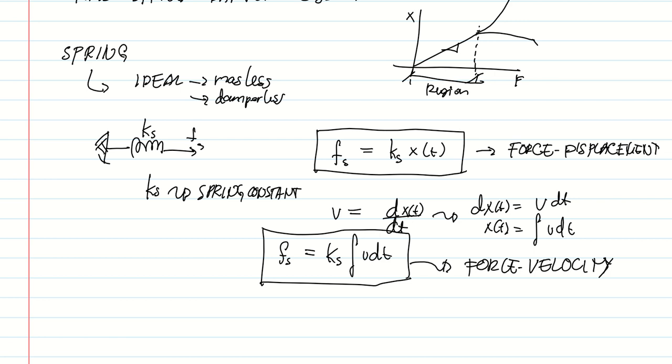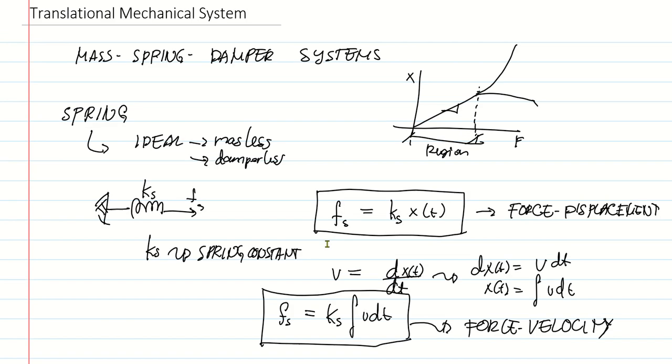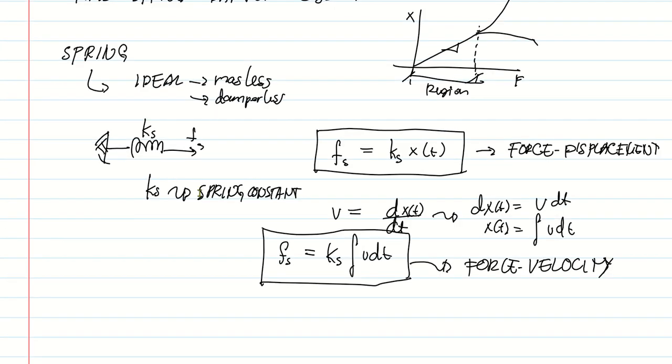And if you want the acceleration, the relationship is that acceleration is just equal to the first derivative of the velocity. It's the change of velocity with respect to time. So you just differentiate the velocity with respect to time, then you have the acceleration. So this is the ideal spring. This is how we model the spring.